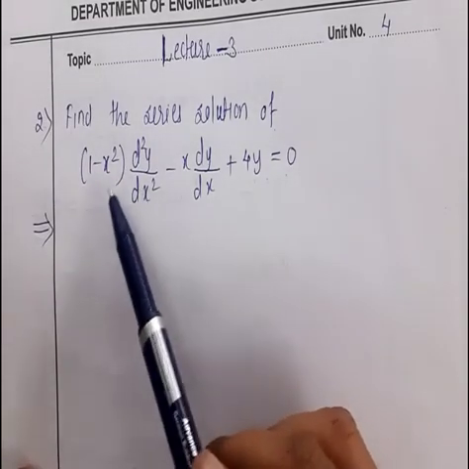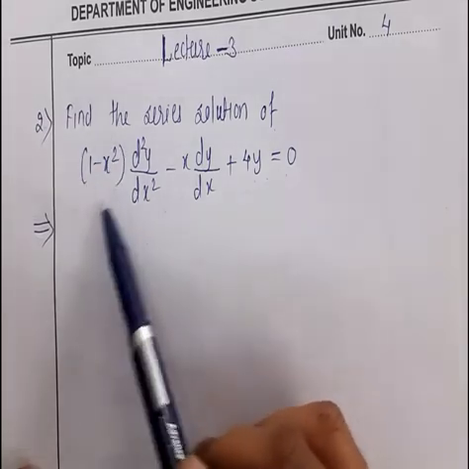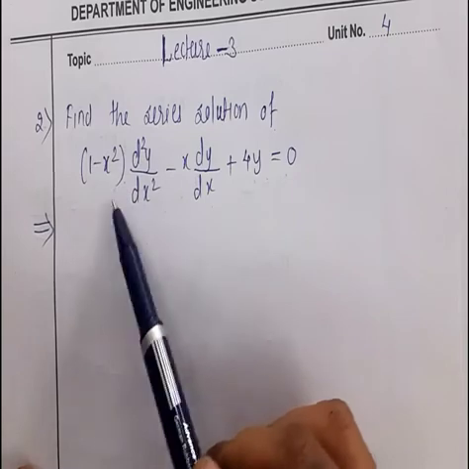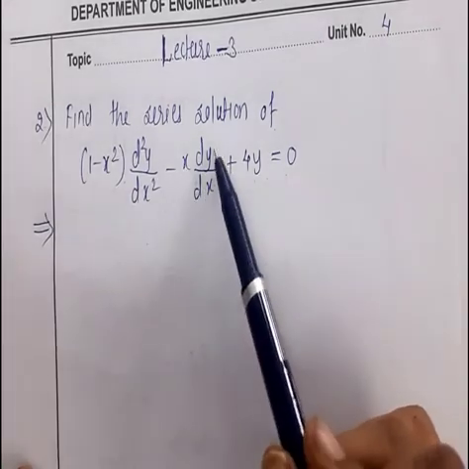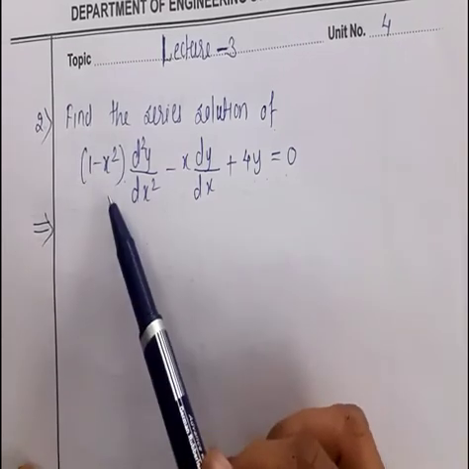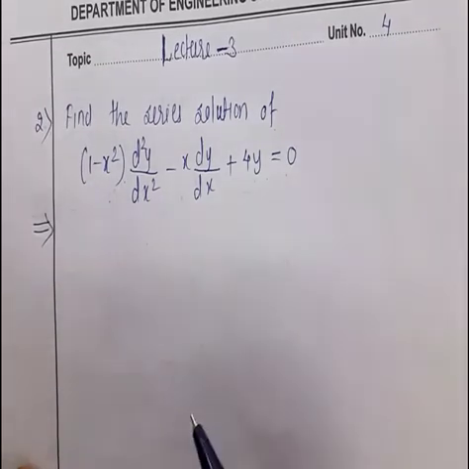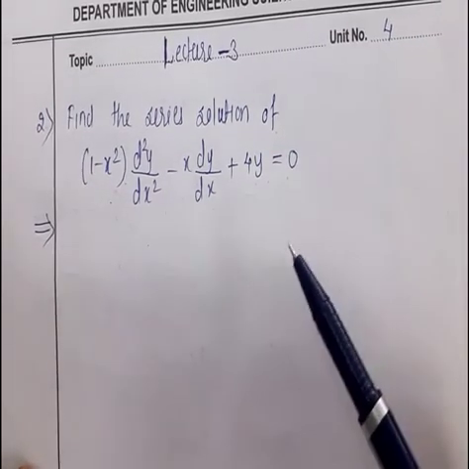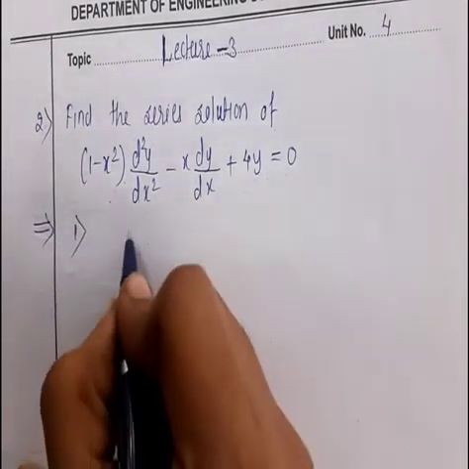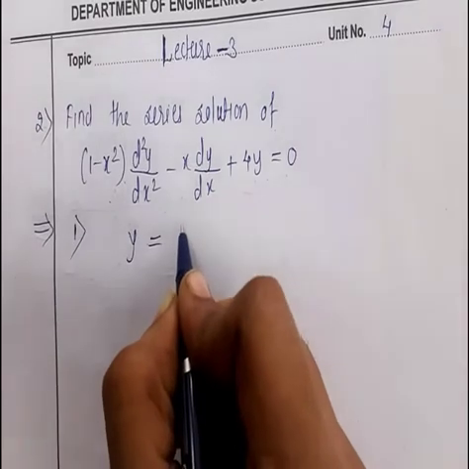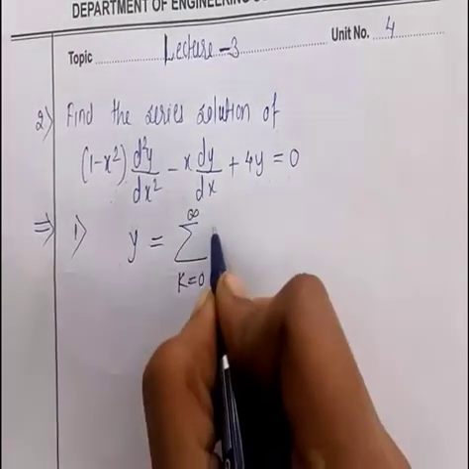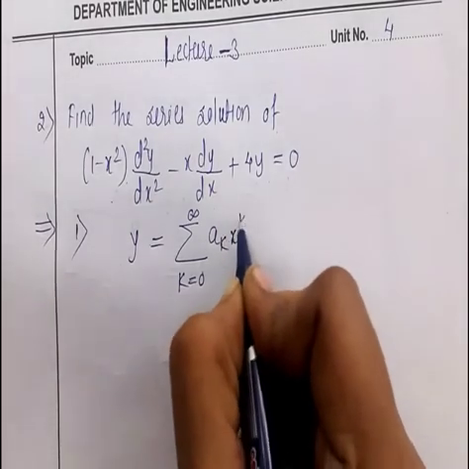Now can we solve this example by using our previous method? Here the first coefficient is in terms of x, and it is not in the form of Cauchy's or Legendre's differential equation. Here x into dy by dx is in the form of Cauchy's, but the previous term is not. So we have to use the power series method. The first step is to assume the solution as y is equal to summation k is equal to 0 to infinity ak x to the power k.